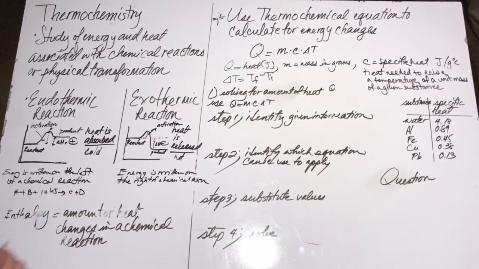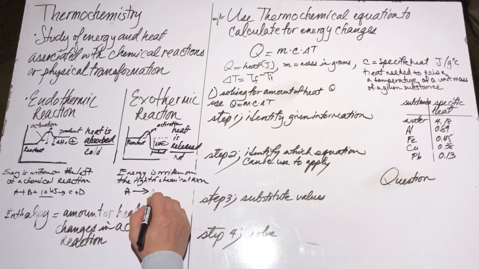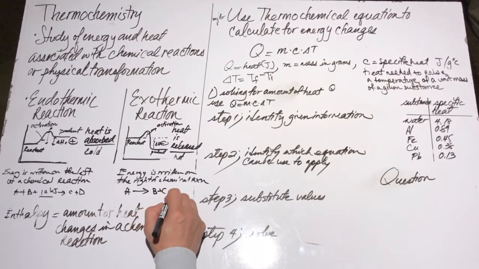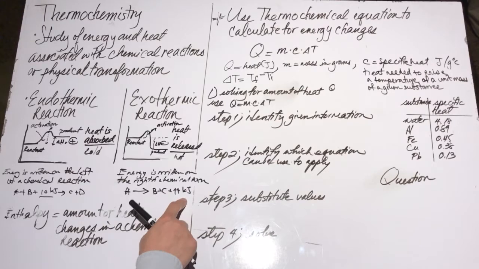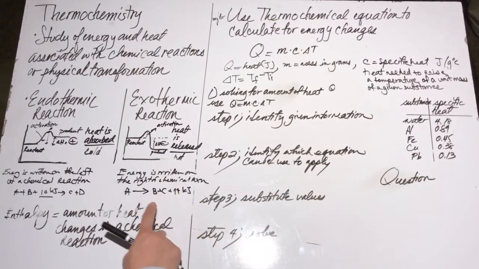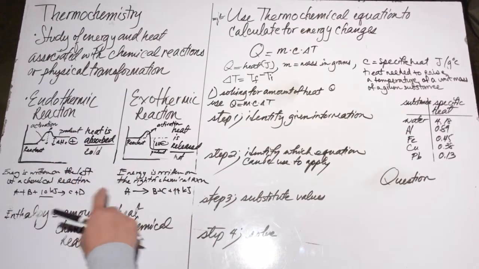plus D. So this is an endothermic reaction because the energy is written on the left hand side. However, A undergoes B plus C plus 11 kilojoules. This is an exothermic reaction because the energy is written on the right hand side, which by all means means it releases energy. By all means, an endothermic reaction absorbs energy. I hope those are easy, simple enough.